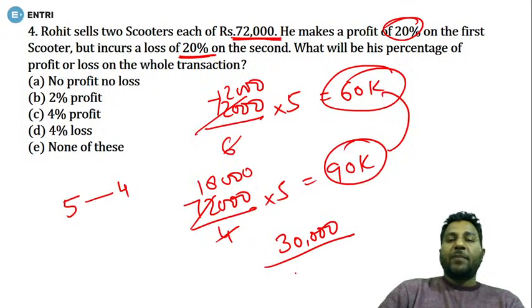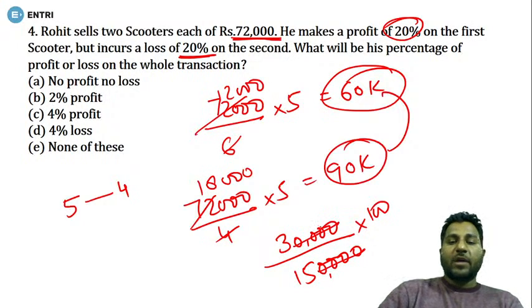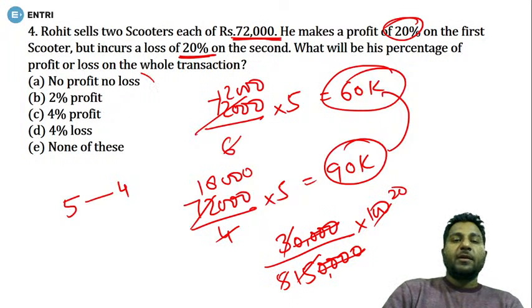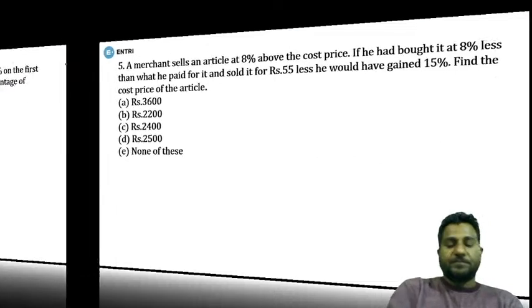This depends on 150,000. So 150,000 multiplied by 100. Look at this, 4 zeros will be eliminated, and this will be 2 times. So overall there would be no profit, no loss.